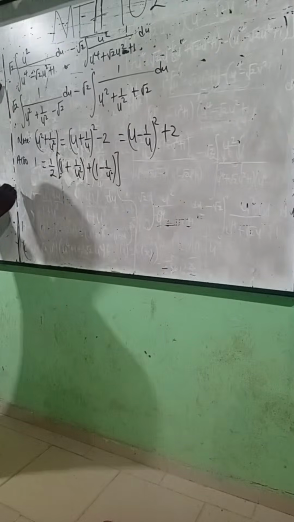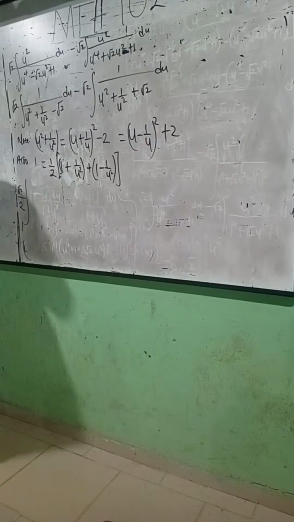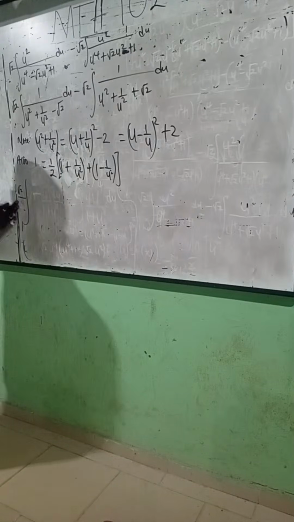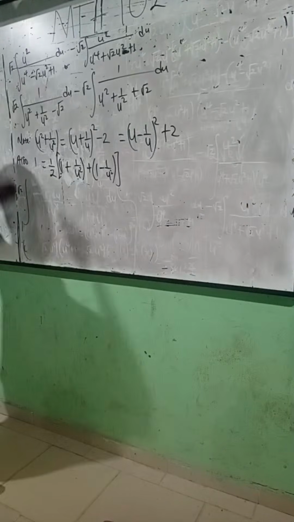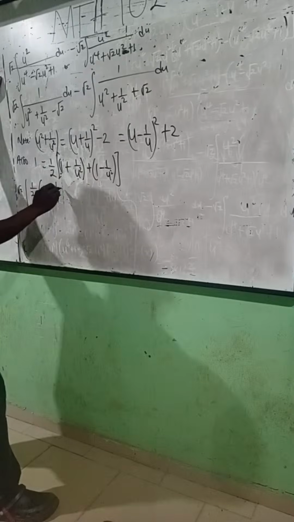So this question becomes root 2 integral. What's 1 now? 1 over 2 is a constant, it can come out. Okay, let me write it first. We replace 1 with 1 over 2 into 1 plus 1 over u squared plus what?